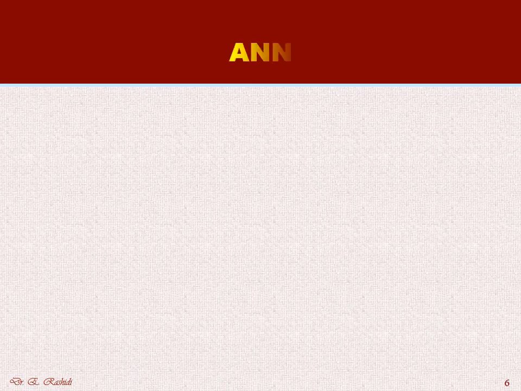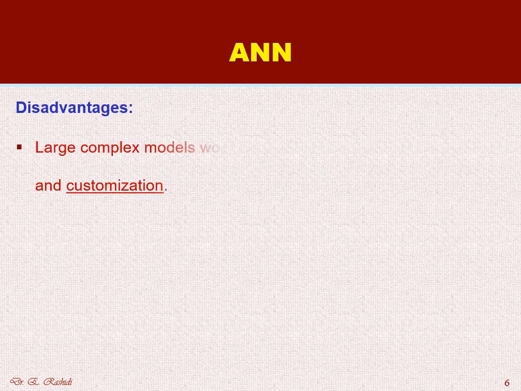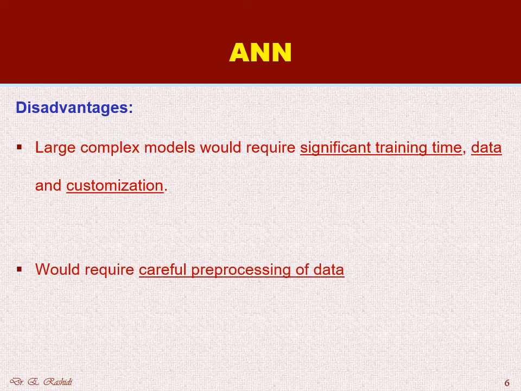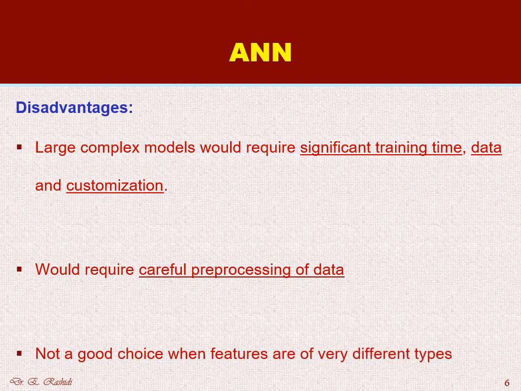Let's now take a look at the disadvantages of neural networks. Large complex models, those neural networks with a lot of hidden layers and hidden units, would require significant training time, data and customization, as well as memory. They would require careful preprocessing of data. And they are not a good choice when features are of very different types.